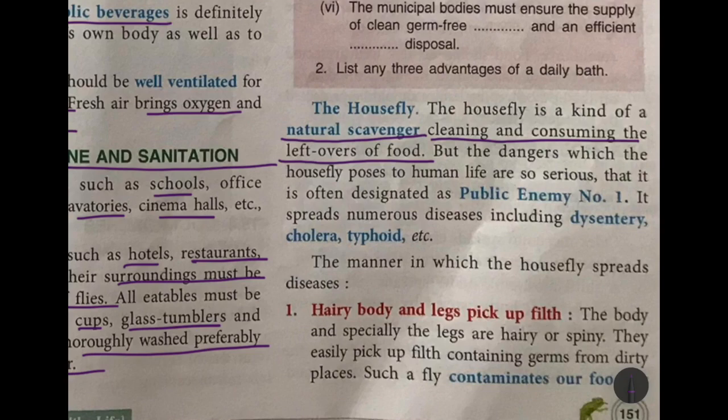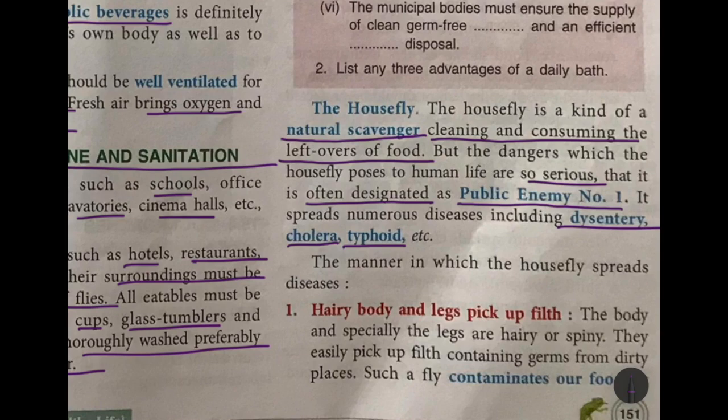But when they are doing this, it is very dangerous. Why? Because it poses a danger to human life so serious that it is also known as public enemy number one. It spreads numerous diseases like dysentery, cholera, typhoid. The maximum of these diseases are carried by the housefly. The germs which cause these diseases are carried by the housefly.